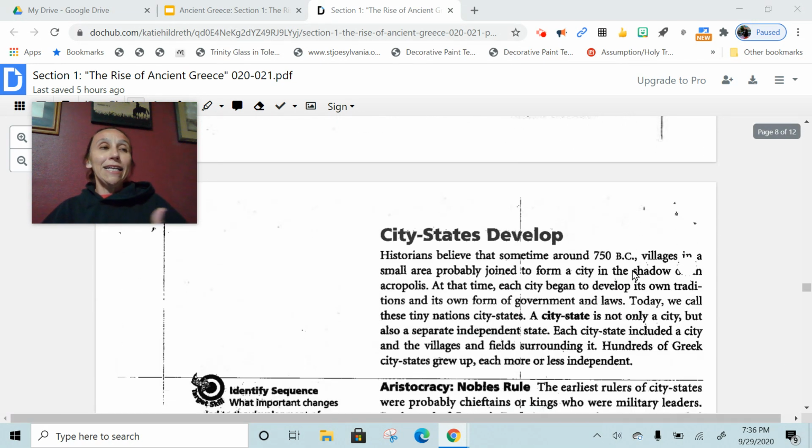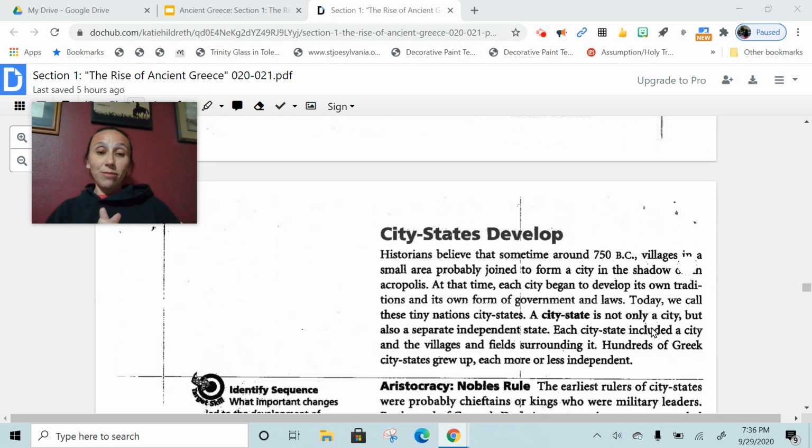So, city states. Now we're moving on. We've talked about city states. You should know the vocabulary. So, what's a city state and how did they develop? Historians believe... now, if you remember, our Newsela article kind of talked about it a little. So, you had a little bit of background information from Newsela too.